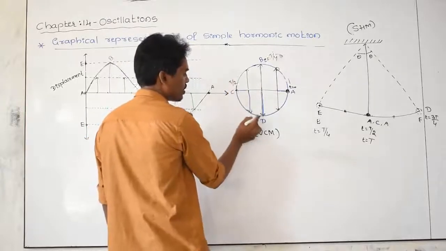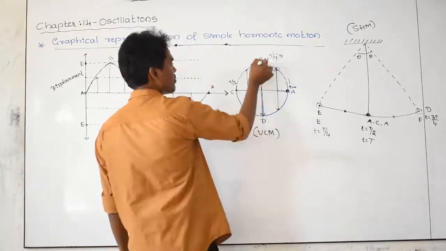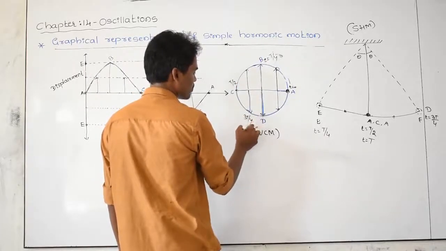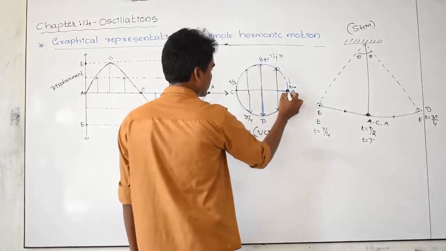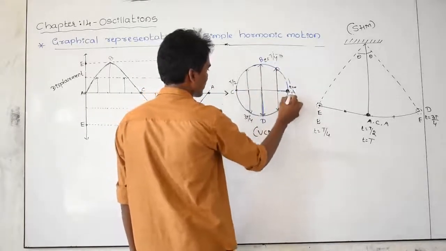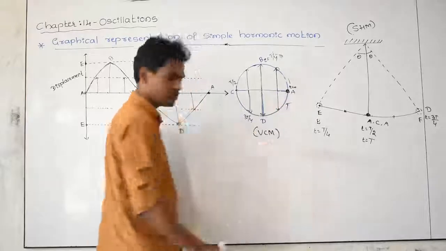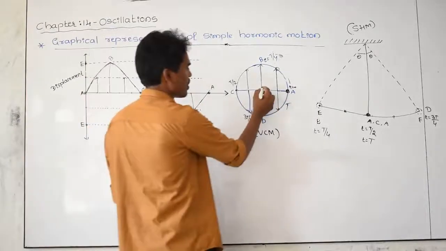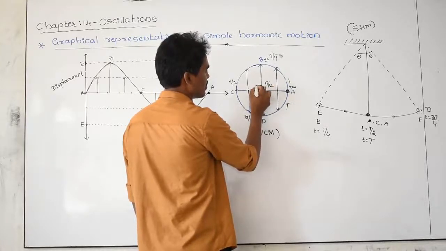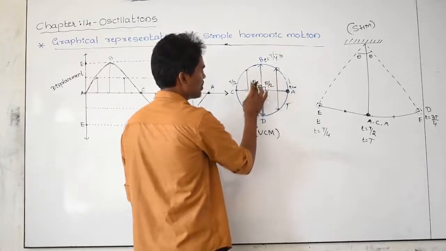Again here to here, again t by 4, t by 4 plus t by 4 plus t by 4, that is 3t by 4. Again here to here, t by 4 plus t by 4 plus t by 4 plus t by 4 means capital T. And this angle is pi by 2, means 90 degrees.